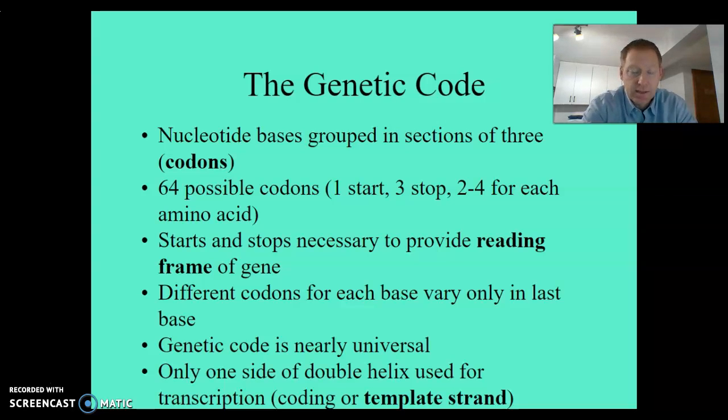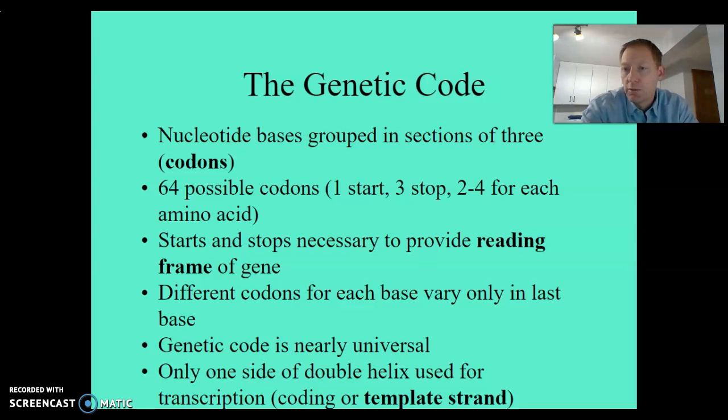We actually end up with 64 possible codons there. And the next slide actually has all of them listed. We have 1 start, we have 3 stop codons, and then anywhere from 2 to 4 different sequences that code for each amino acid. We need the start and stop. Very much like we read sentences, we know that we put a capital letter at the beginning of a sentence and we put punctuation at the end. That is why we have that start and stop.